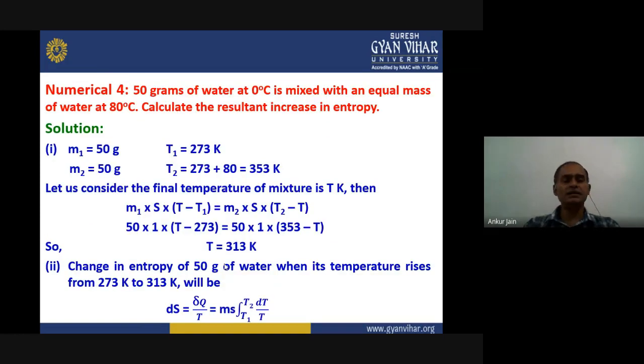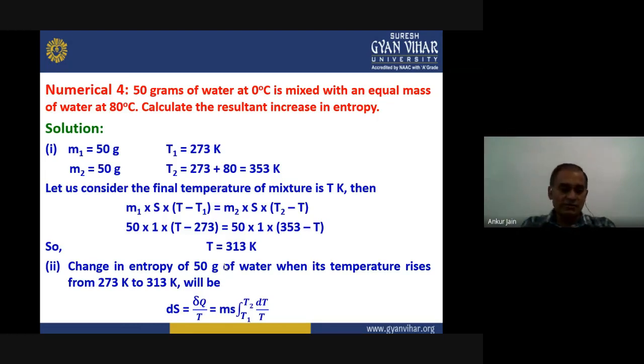Now let us move to the next numerical of this lecture, that is: 50 grams of water at 0 degrees centigrade is mixed with an equal mass of water at 80 degrees C. Calculate the resultant increase in entropy. Definitely there will be an increase in entropy because we are mixing 0 degree water with 80 degree water. So there is a huge difference of entropy. The 0 degree water has less entropy because the disorder will be comparatively less at that state, and then disorder at high temperature will be more.